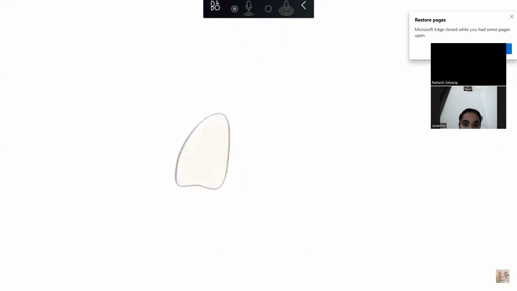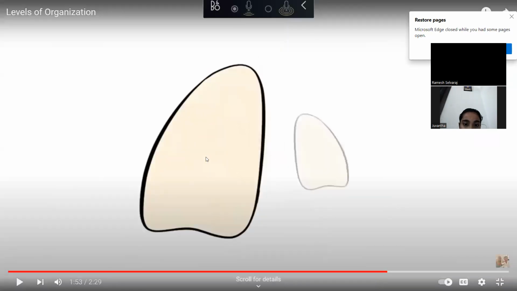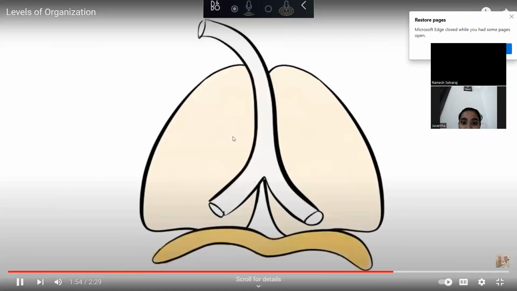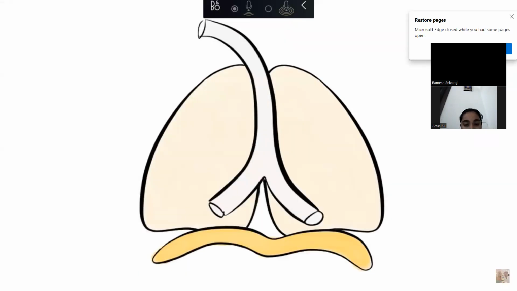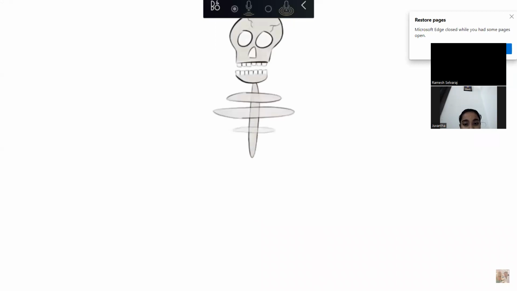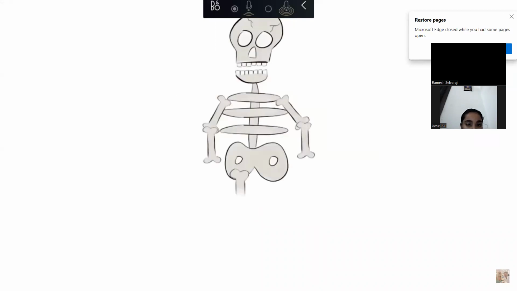Your lungs are a part of the respiratory system. If you see, these are the lungs. Along with the diaphragm and others, they help you breathe. All of the bones in your body are a part of the skeletal system. Bones, cartilage, ligaments, and tendons give your body structure and support.